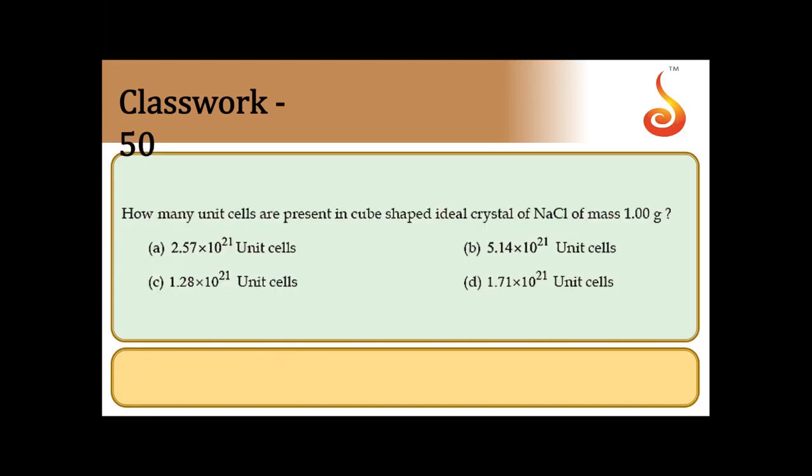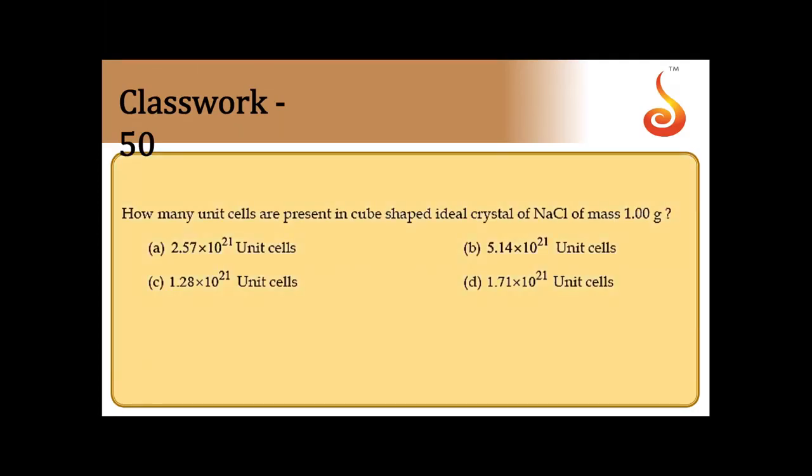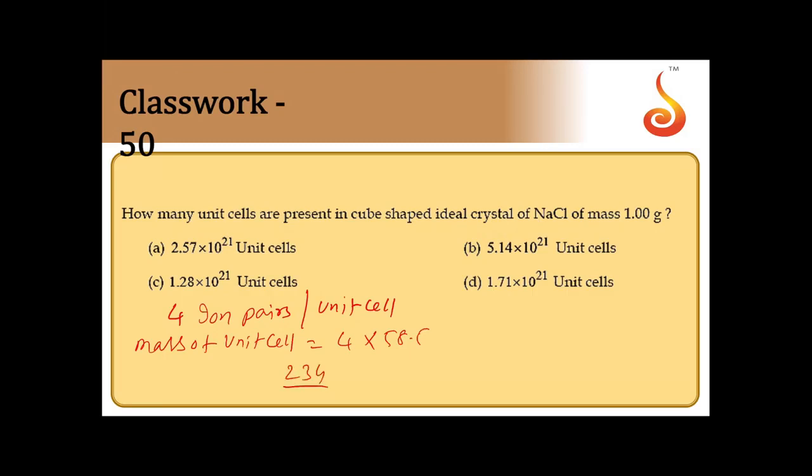Next, how many unit cells are present in a cube-shaped ideal crystal of NaCl of mass 1 gram? They are given the mass of NaCl, asking us how many unit cells are there. Now here each unit cell contains 4 ion pairs. Therefore, the molar mass of the unit cell is equal to 4 ion pairs, each pair is 58.5. It will be 234.